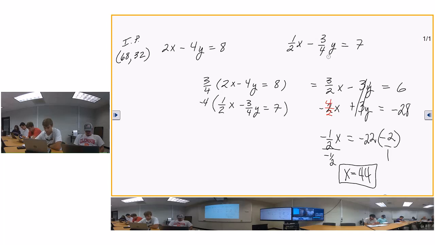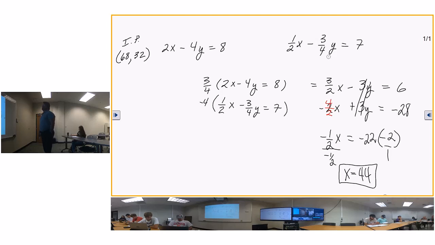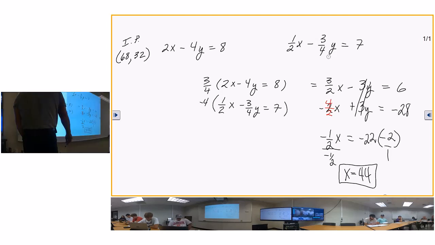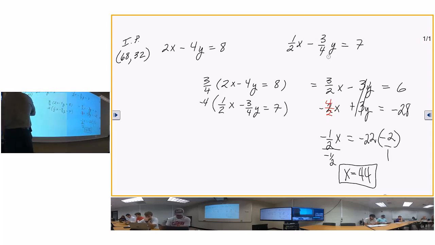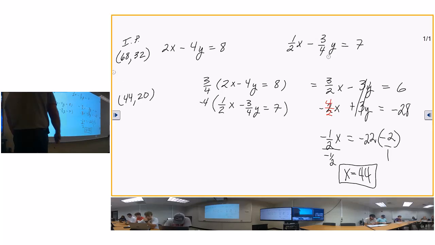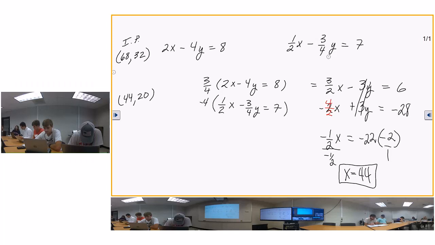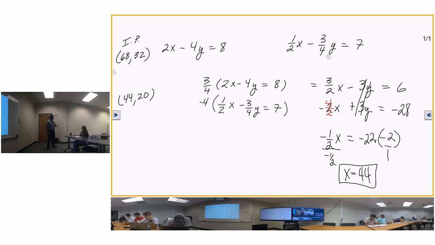And if you plug x in, that'd be 2 times 44, that's 88. 8 minus 88. What's 8 minus 88? -80. And that would be a y equal to 20. So I got 44 and 20 versus 68 and 32. Somebody check 44 and see if you get 20 when you plug it in. And somebody tell me what you get when you put those two equations in.